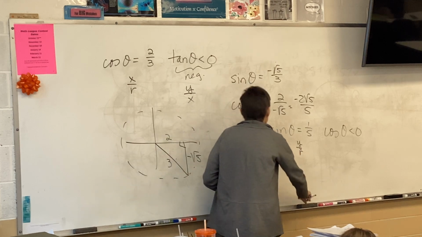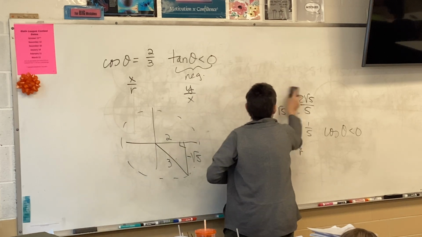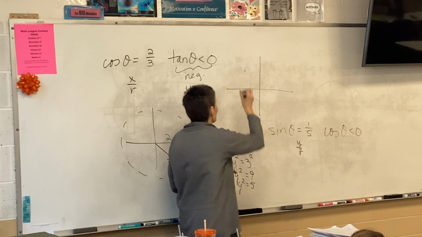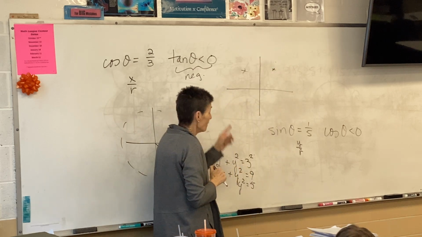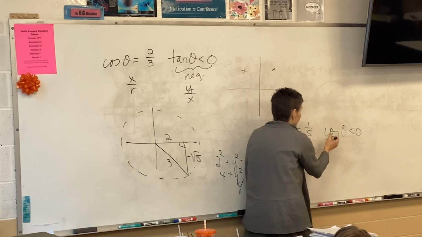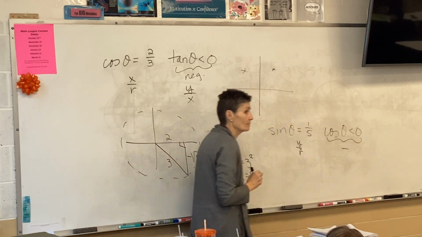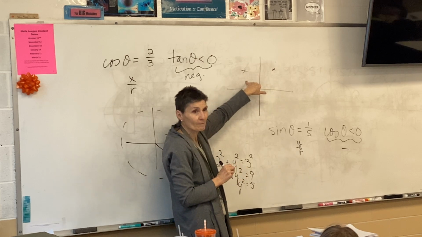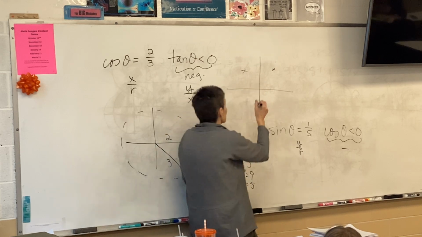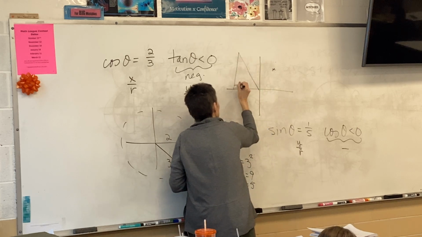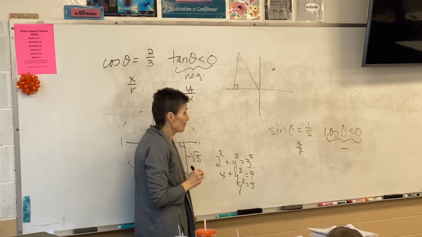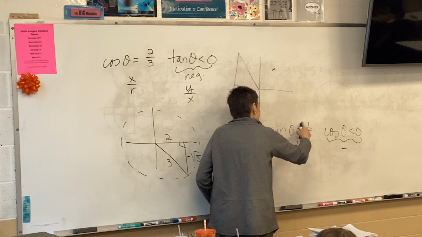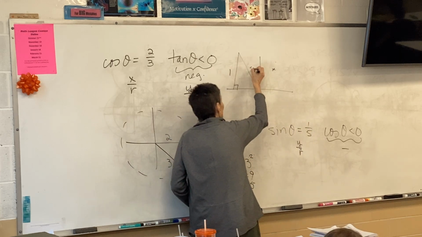So where is y positive? Y is positive here and here. But the cosine is negative, so if these are my only two options, doesn't it have to be over here? Right? So my triangle is over here in quadrant 2. And the y over r, or opposite over hypotenuse, is 1/5.